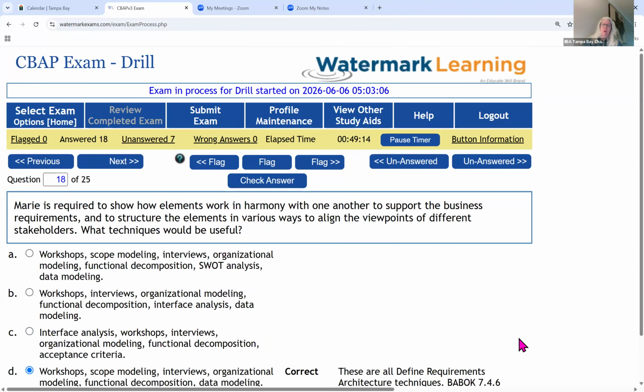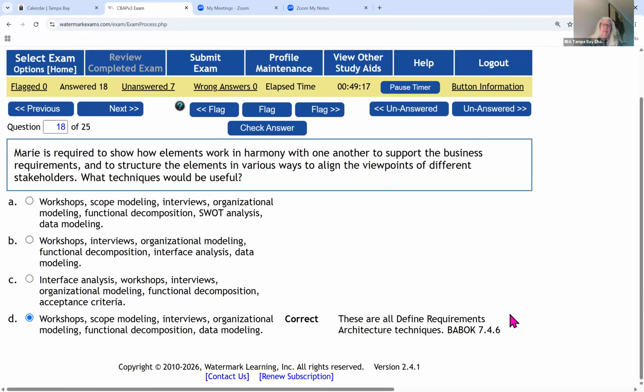These are all defined requirements architecture techniques. So it's workshops, scope modeling, interviews, organizational modeling, functional decomp, and data modeling. In many companies, I've heard functional decomp is WBS or work breakdown structure. So I want you to know that if you hear that, it's still talking about functional decomposition.